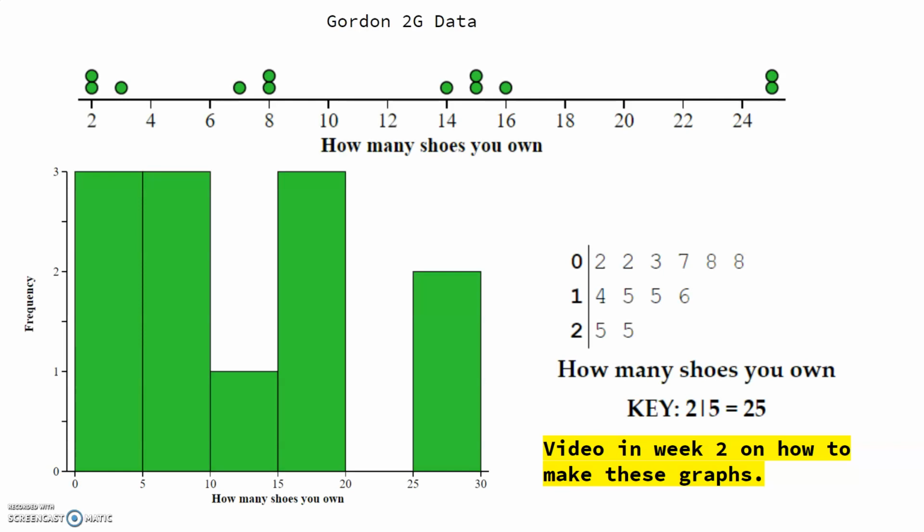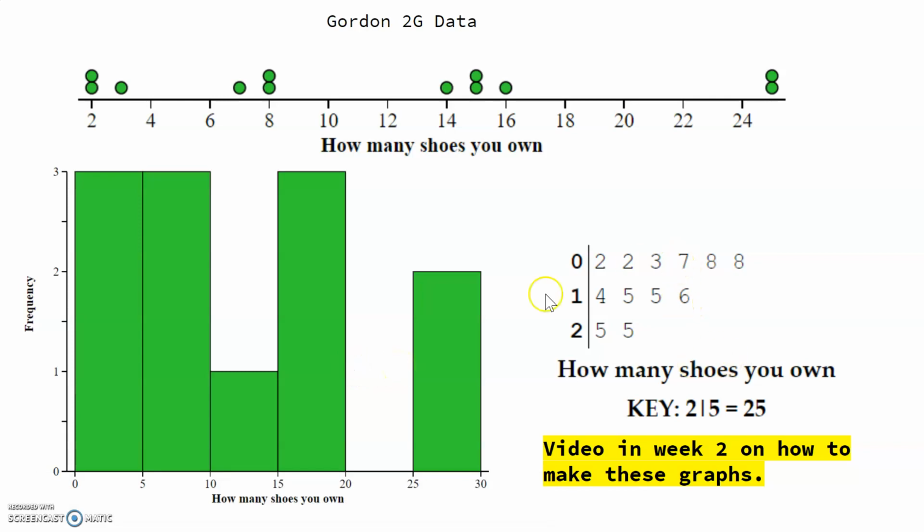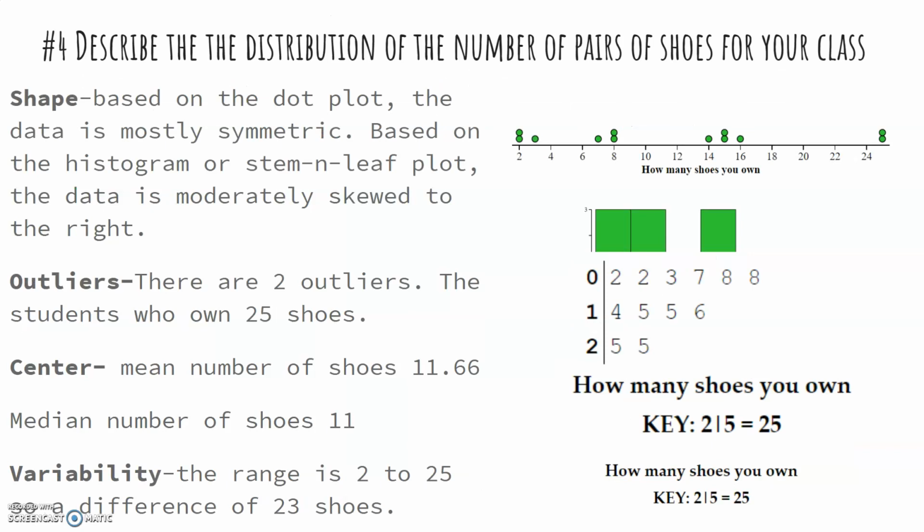All right, so one of the pre-work from the week previous was to take this shoe data, the 2G data from my students, and put it into Statplet and make these three graphs. That would be a dot plot, which is this one up here, a histogram, which is this one down here, and then a stem plot or stem and leaf plot, which is this one over here. That would be part 3 of your handout, question 3. If you haven't done that, go back to the video that shows you how to do that, go into Statplet and do that. So question 4 is going to ask you to look at the distribution and do some describing.